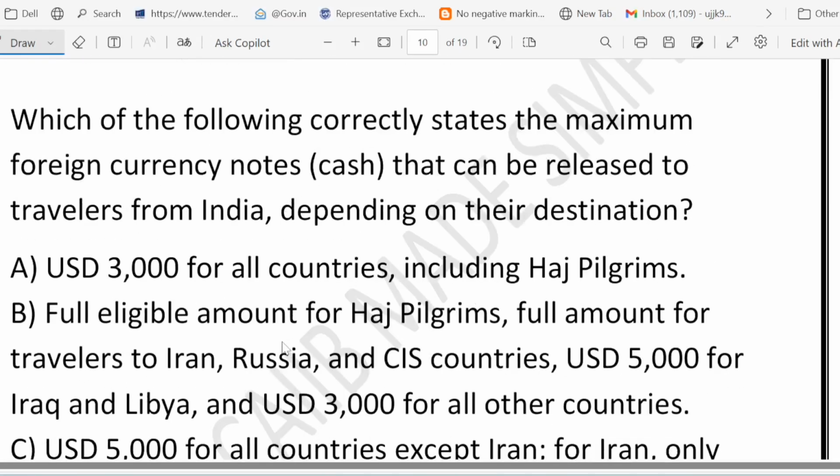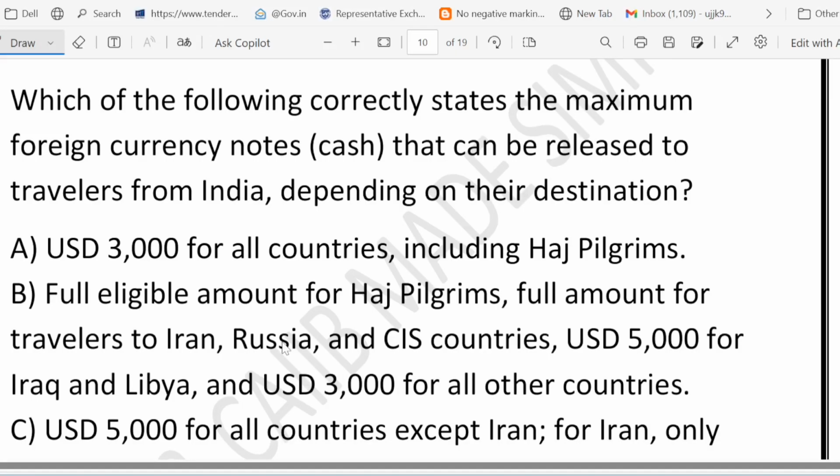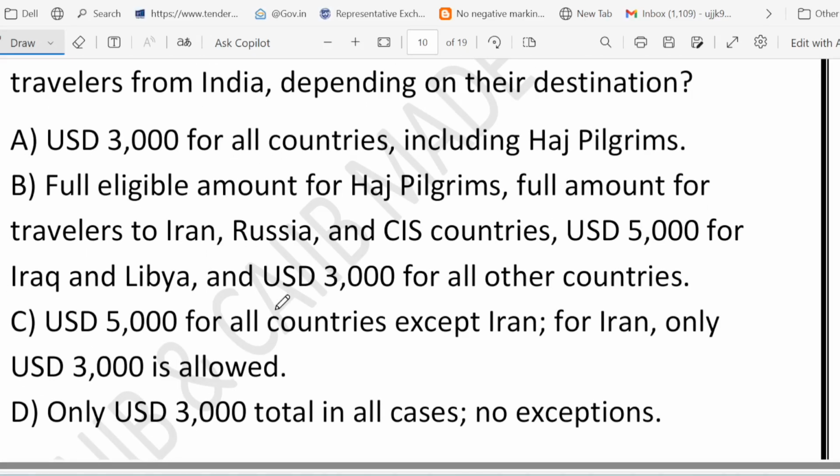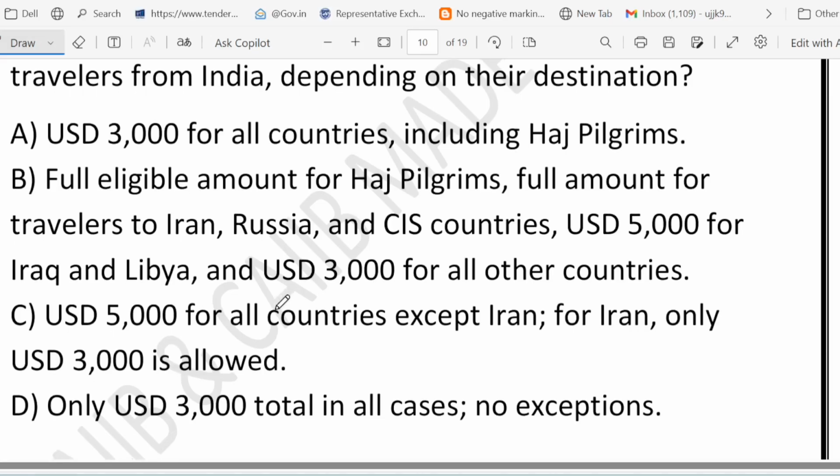The next question is, which of the following correctly states the maximum foreign currency notes, that is the cash, that can be released to a traveler from India depending on their destination? Option A, $3,000 for all countries including Hajj pilgrims. Option B, full eligible amount for Hajj pilgrims, full amount for travelers to Iran, Russia and CIS countries, $5,000 for Iraq and Libya, and $3,000 for all other countries. C, $5,000 for all countries except Iran, and for Iran only $3,000 is allowed. And D, only $3,000 allowed total in all cases, no exception.